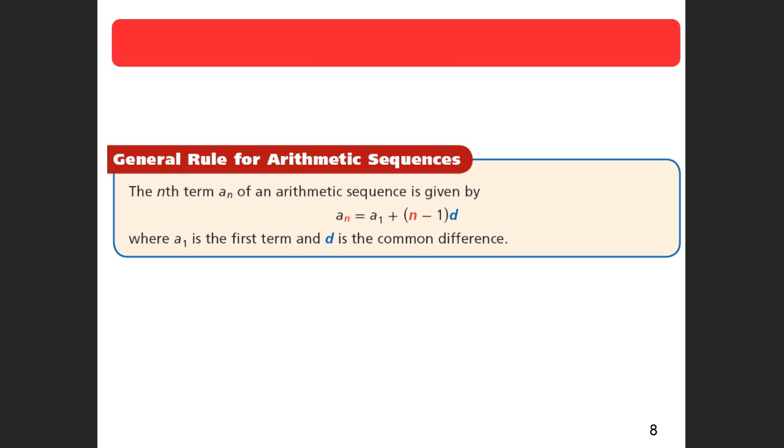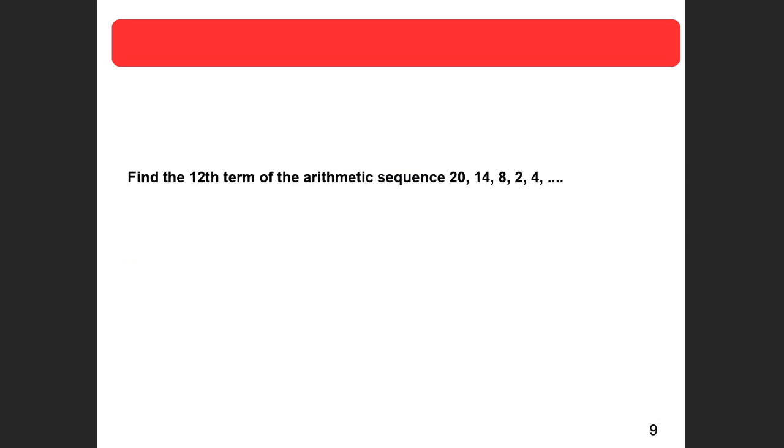The general rule for an arithmetic sequence, and we did this already, I don't know why they put the d behind, I always put the d in front. So if you're dealing with an explicit rule, a sub n is equal to a sub 1 plus your difference times (n minus 1). So all you really need is the first term and the common difference. And then you can write a general rule for that sequence. So let's find the 12th term here.